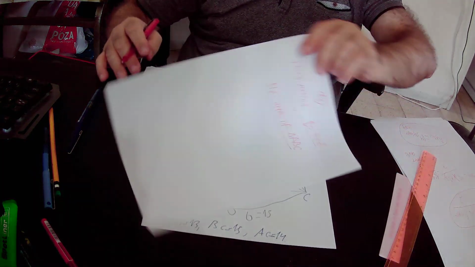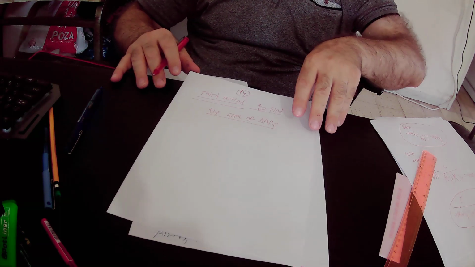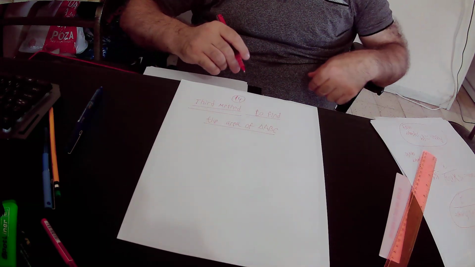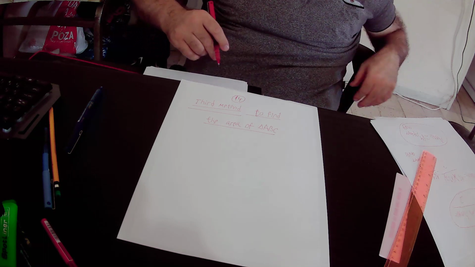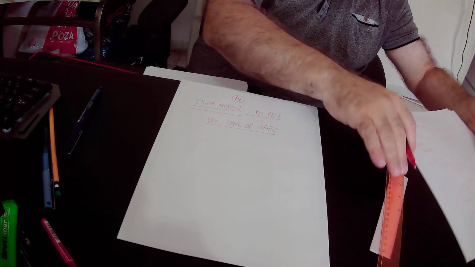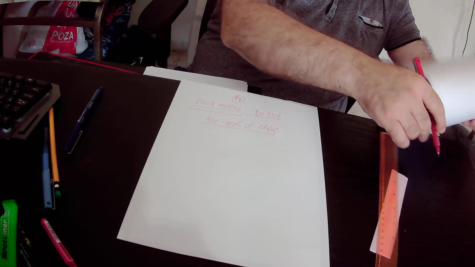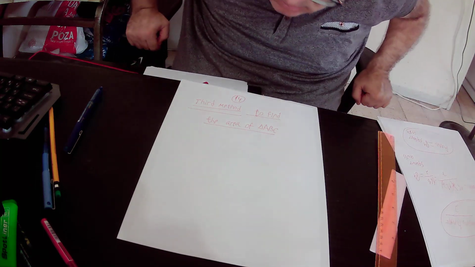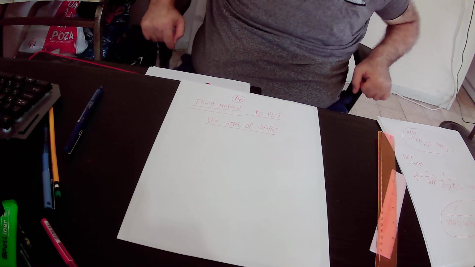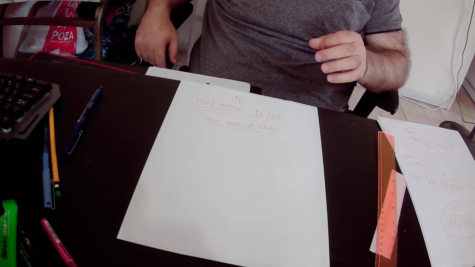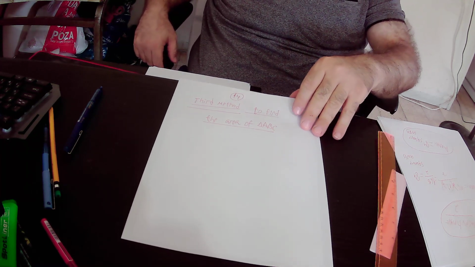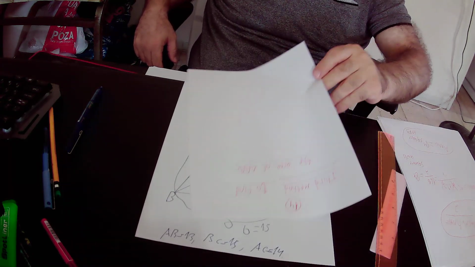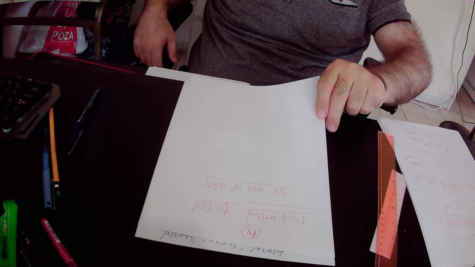Again, I will present to you a third method to find out the area of triangle ABC. Okay, so according to this method, we will divide triangle ABC to two parts.